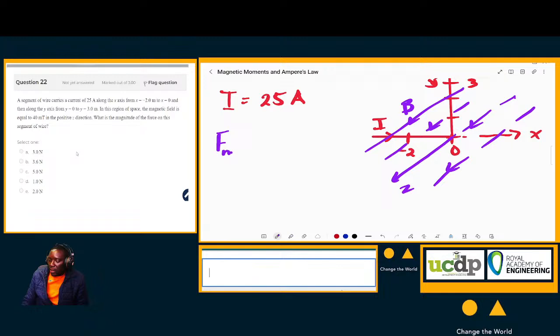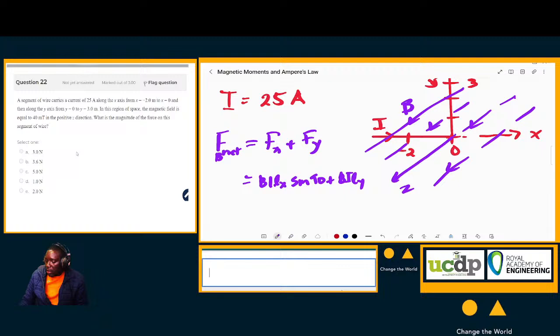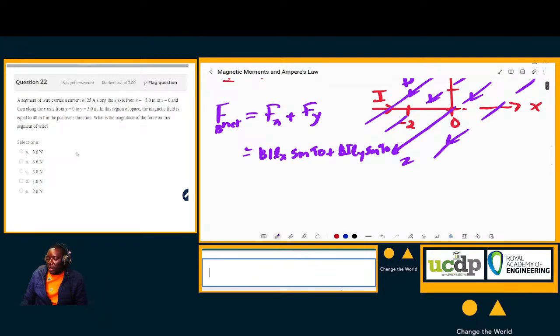So F net magnetic force is equal to Fx plus Fy. That's the net force, the magnitude of the force on this wire. And this is Bi times Lx sine 90 plus Bi times Ly sine 90, because the two wires are perpendicular to the field in either sense.